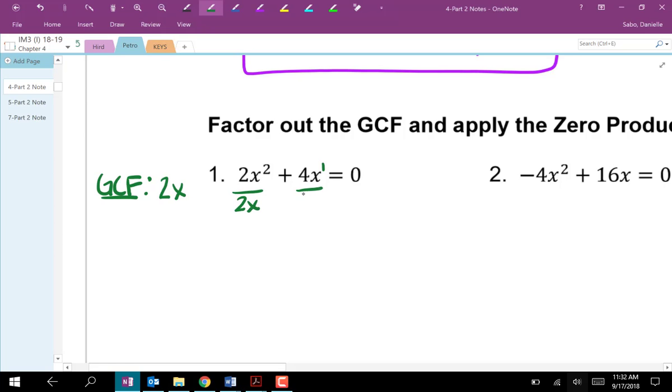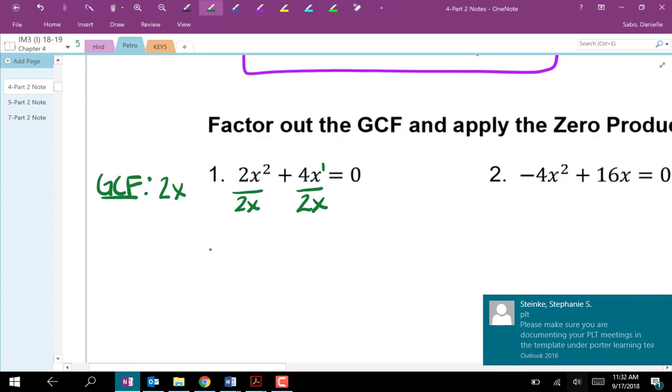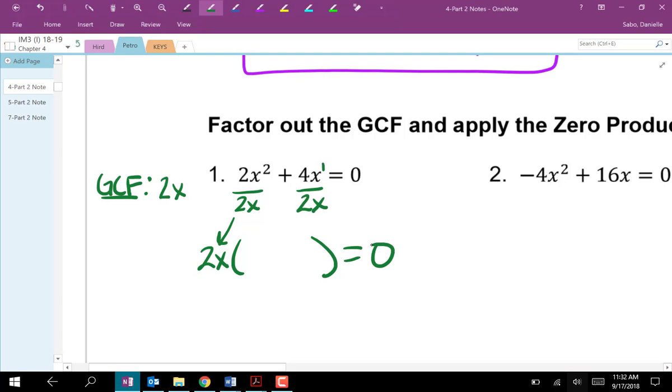Divide by 2x, divide by 2x. So I got 2x times something equals 0. Here we go. 2 divided by 2 is 1. That goes away. I'm just going to cancel it out. X squared divided by x is what? 1x. Good. Okay. 4 divided by 2? 2, and the x goes away. So you're dividing them out. Again, if you double check it, if you distribute, you'll get this back.